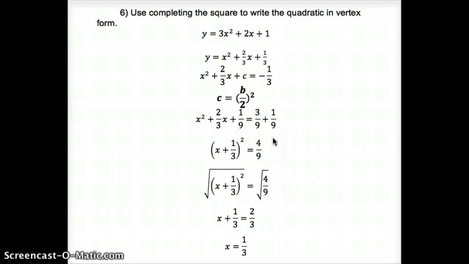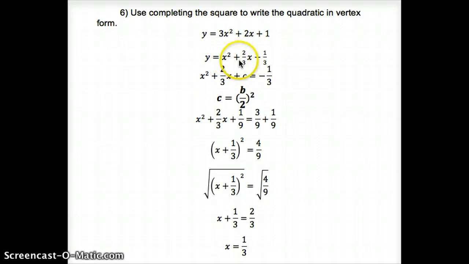Okay, so to start chapter 2, we're going to use completing the square to write the quadratic in vertex form. To start, you have to make sure a is equal to 1, which in this case it's 3. So in order to make it 1, you have to divide the entire equation by 3. And once you're there, you'll end up here with x squared plus 2 over 3x plus 1/3.